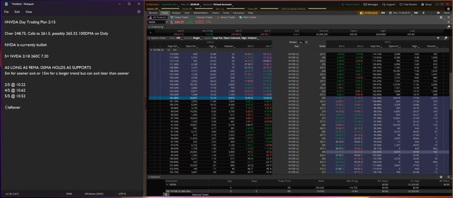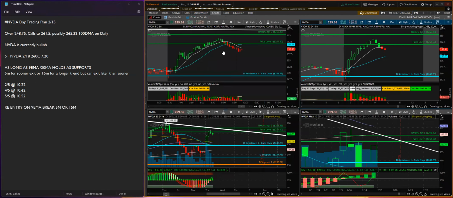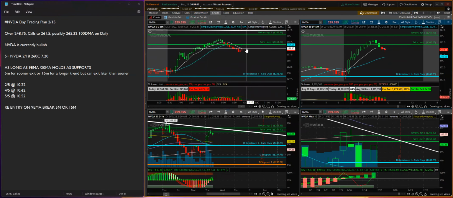We sold the rest, and I will be looking for a re-entry on 90-minute break, 5 minutes or 15 minutes, whichever comes first. It will most likely be the 90 MA on the 5-minute charts. Let's go ahead and see what happens with this right here.